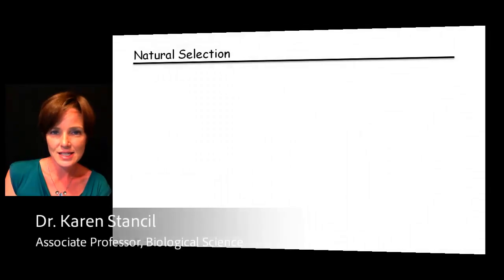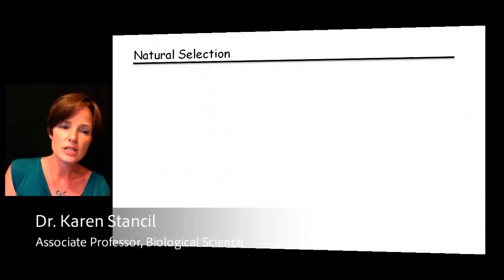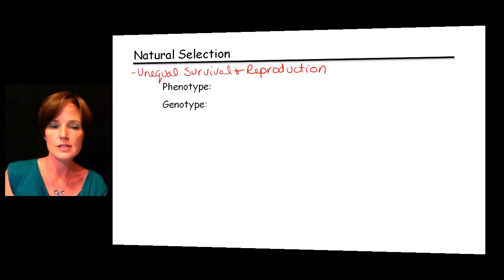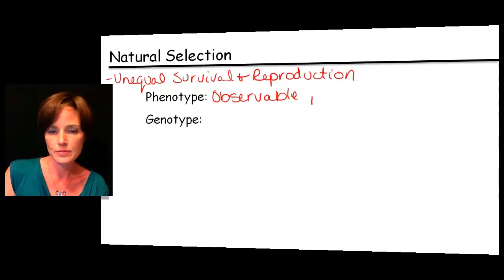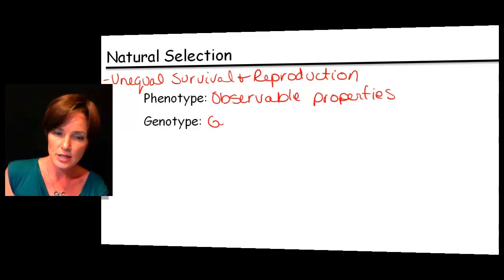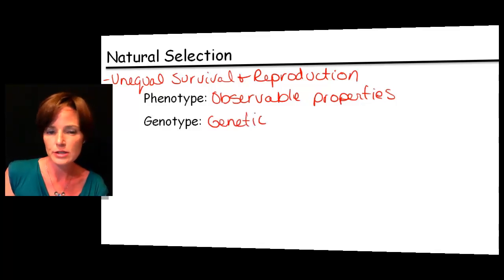As we discussed in the last lecture, natural selection is going to be unequal survival and reproduction. So if we go back to two terms that we talked about previously, the phenotype is the observable properties. The genotype, on the other hand, this is the actual genetic makeup. So this is telling us which alleles are there.